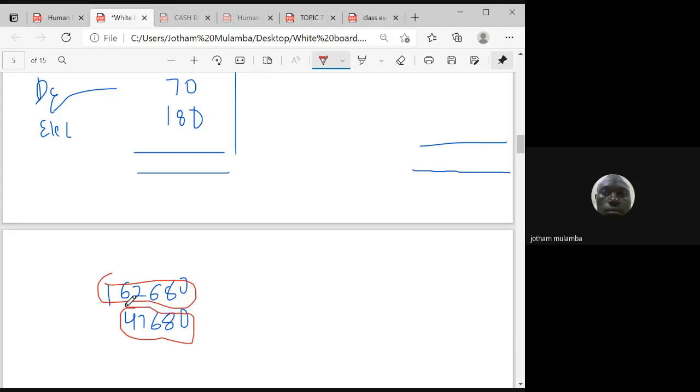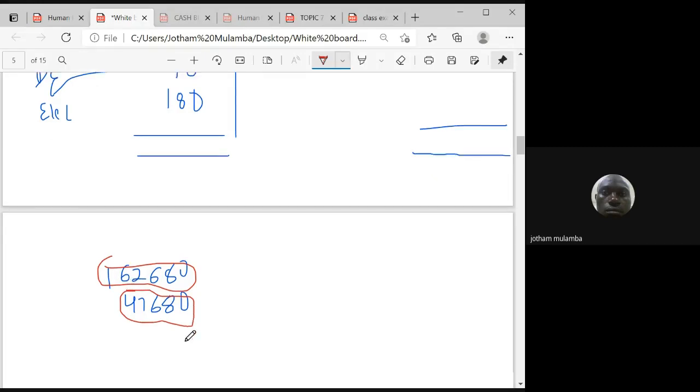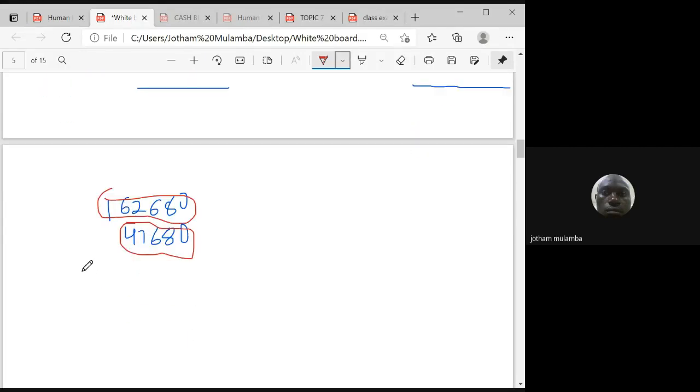47,680. In that case, it means you have already consumed goods worth a certain amount of money. If we subtract 47,680 from 162,680, what do we get? 115,000. So it means we have already consumed goods worth 115,000.